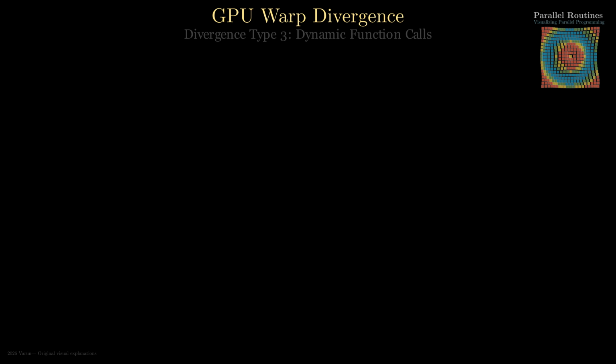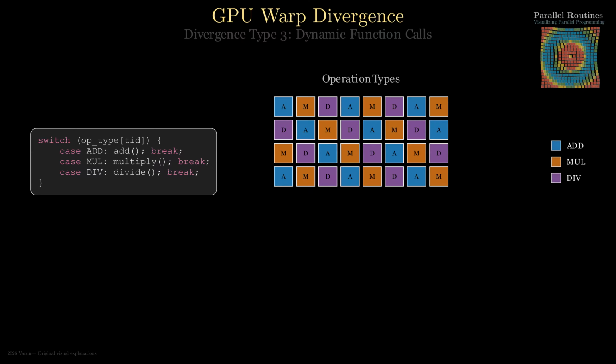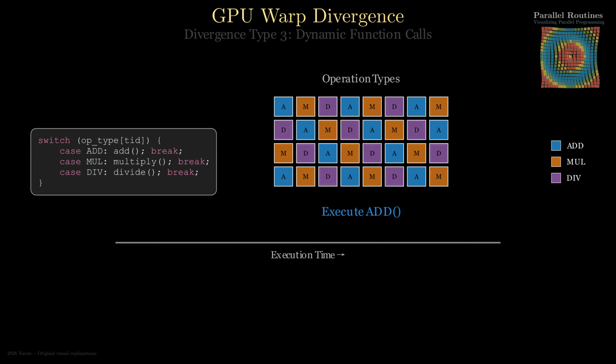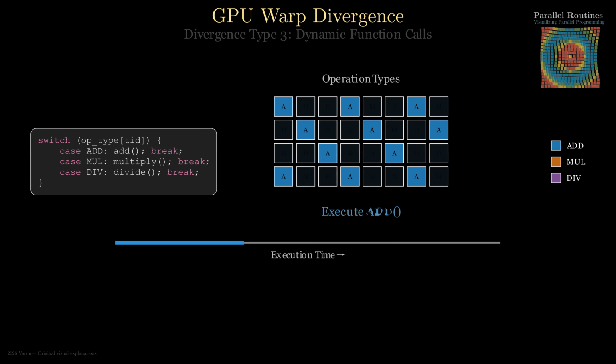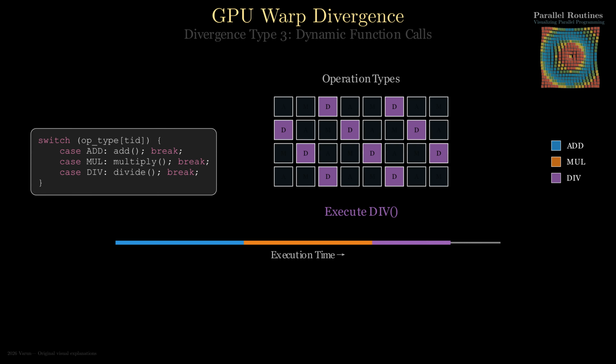Dynamic function calls create a third divergence type. This switch statement calls different functions based on thread-specific data. Here we have three operation types distributed across threads: add in blue, multiply in orange, and divide in purple. The hardware serializes this into three execution phases, one for each unique function call. Efficiency drops to roughly 33%.